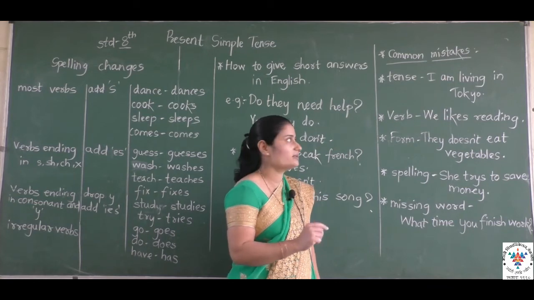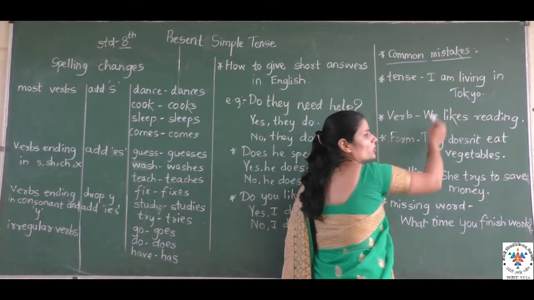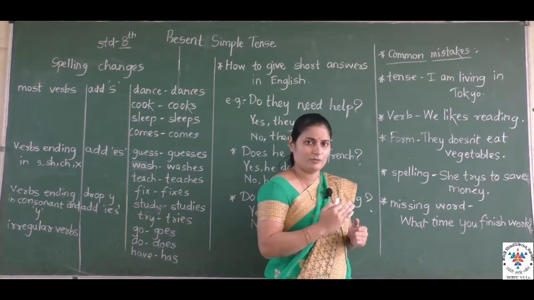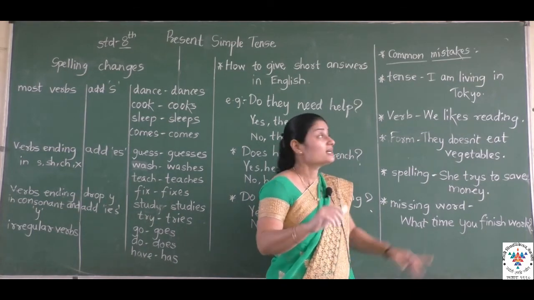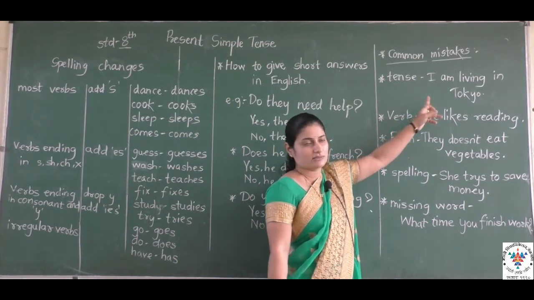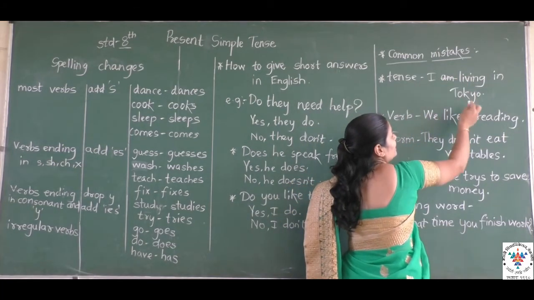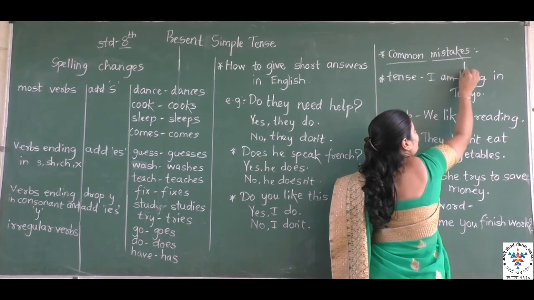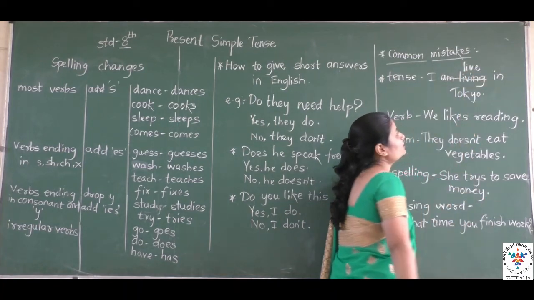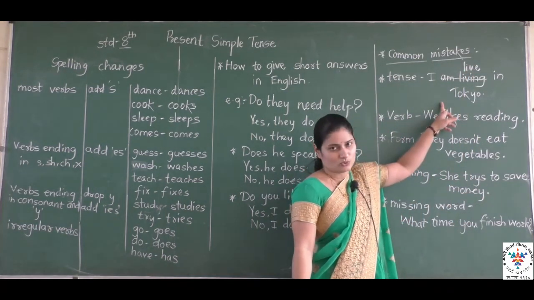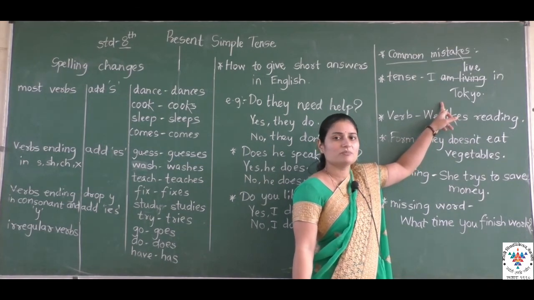What is the wrong thing? Living in Tokyo is a more or less permanent activity, so you should not use the present continuous tense. The correct sentence will be, I live in Tokyo. I live in Tokyo. You should remember this.